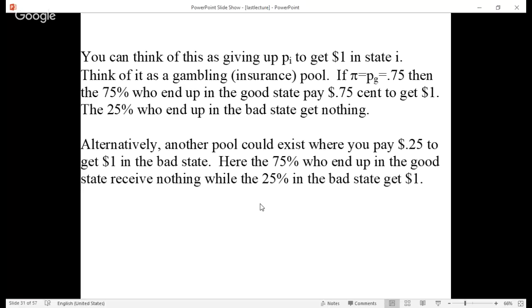Alternatively, a pool can exist where I pay a quarter, 25 cents, to get $1 in the bad state. And in this case, the 75% who end up in the good state don't get anything. But the people who end up in the bad state get $1, or the 25% that end up in the bad state get $1. So in that case, it's insurance against a bad state.